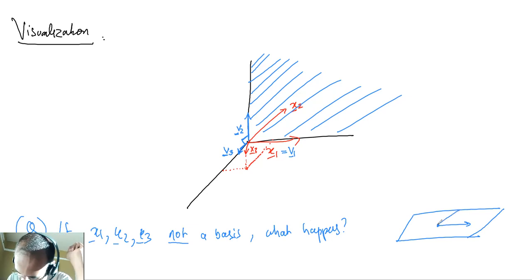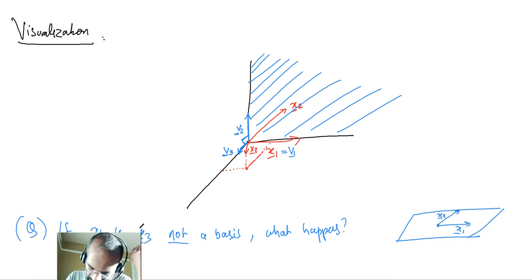Right, so let's say you have x1, x2, and then for some reason you have this vector x3, which is in the span. Now when you compute v3, that's the component of x3 orthogonal to the span of x1 and x2. What's it going to be?